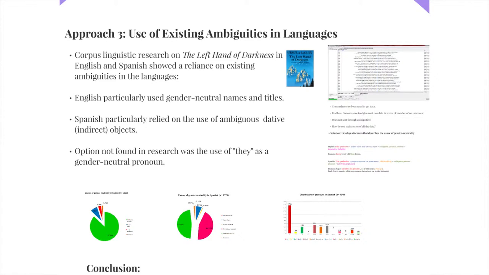So I propose to use existing ambiguities in languages based on corpus linguistic research that I once again did on The Left Hand of Darkness. And it showed, when I compared them to English and Spanish, which have gender in different amounts in their grammar, that English in particular used gender-neutral names and titles, and Spanish relied on the use of ambiguous dative, so indirect object pronouns le and se. The option not found was "they", so in speech in English you could say, "Have you seen the new intern?" "No, I haven't seen them."